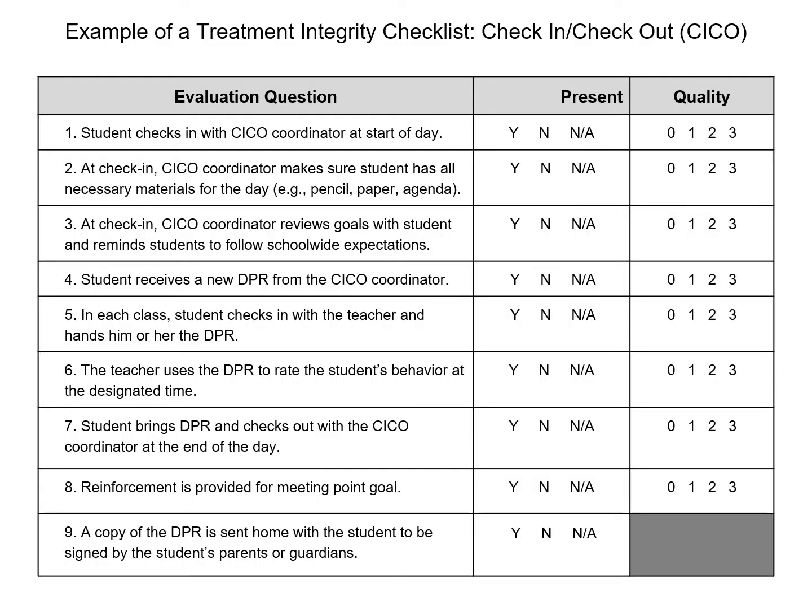This is an example of a checklist for check-in, check-out. You can see that the 9 essential components of the intervention are listed, and the treatment integrity monitor checks whether each component was present, not present, or not applicable. In addition, the monitor can score the quality of each component.